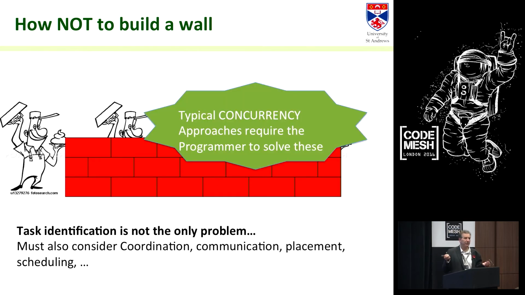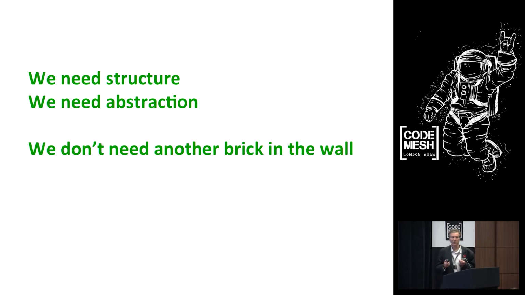But if you're using a typical concurrency approach, today's programming languages, by and large, you are forced to solve these problems yourself by hand. And that is one of the reasons why we're still on 2 or 4 cores and not on hundreds or thousands at this point in time. We need structure, we need abstraction, we don't need a brick in the wall.